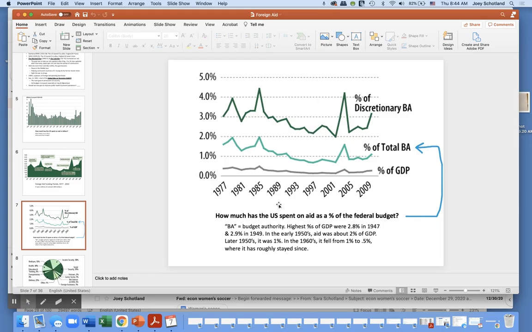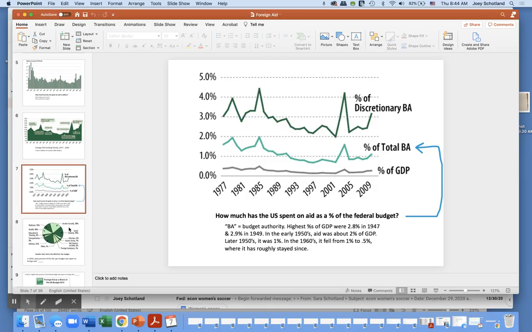Again, here you can see changes over time. And I want to show you here that about 1% of the federal government budget is spent on foreign aid. Just 1%. It goes up and down a little bit, but to make a long story short, 1% of the federal government budget is spent on foreign aid.